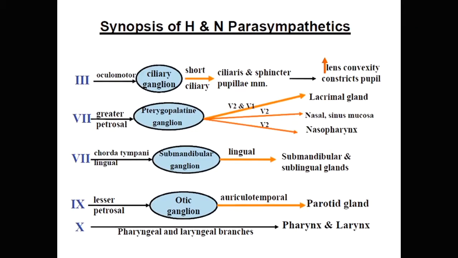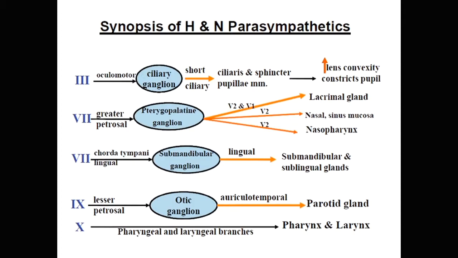So now a little basics, or more basic details, as far as the parasympathetics. Parasympathetics are important in the skull for doing a few things. One of the first things is going to be constricting the pupil and increasing convexity of your lens so that you can look close. It's known as accommodation. And those are both going to be controlled by cranial nerve 3.